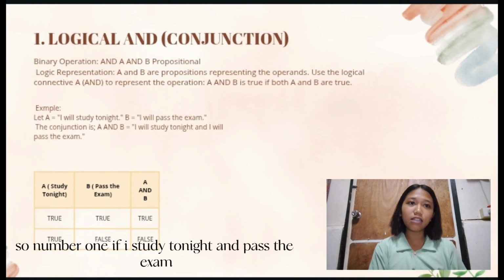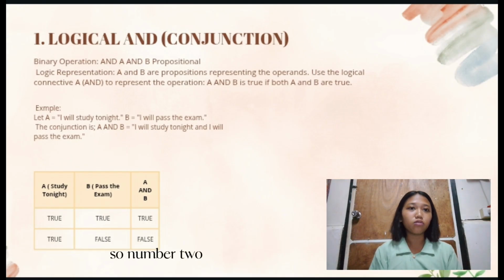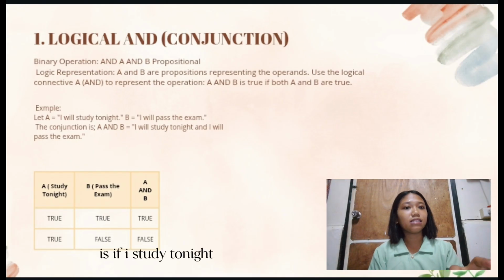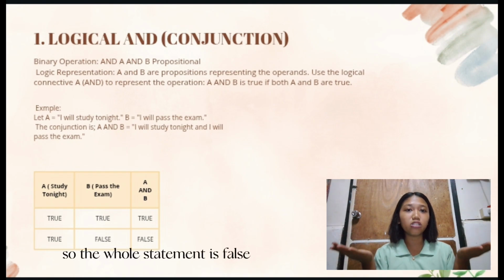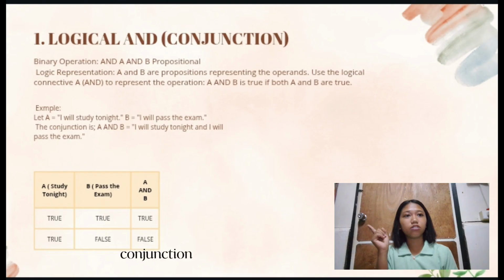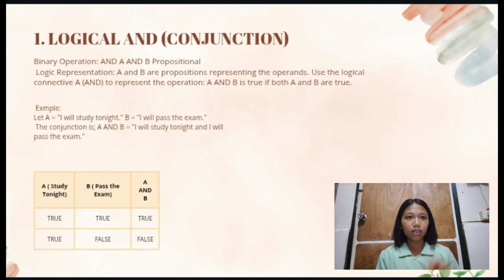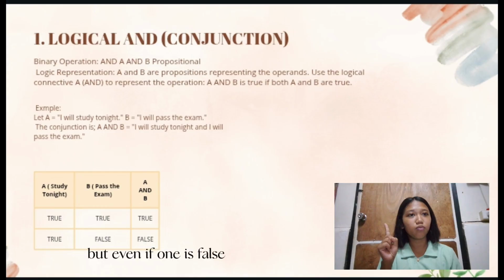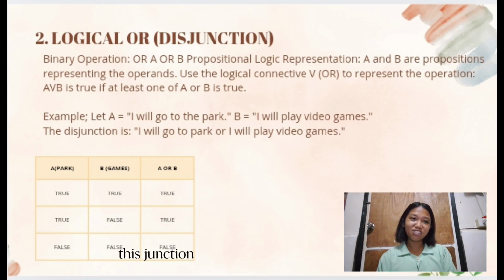Number one, if I study tonight and pass the exam, the whole statement becomes true. Number two, if I study tonight but I don't pass the exam, the whole statement is false. The rule of logical conjunction is that it requires both statements to be true. But if even one is false, then the whole statement becomes false. Next is the logical OR, or disjunction.